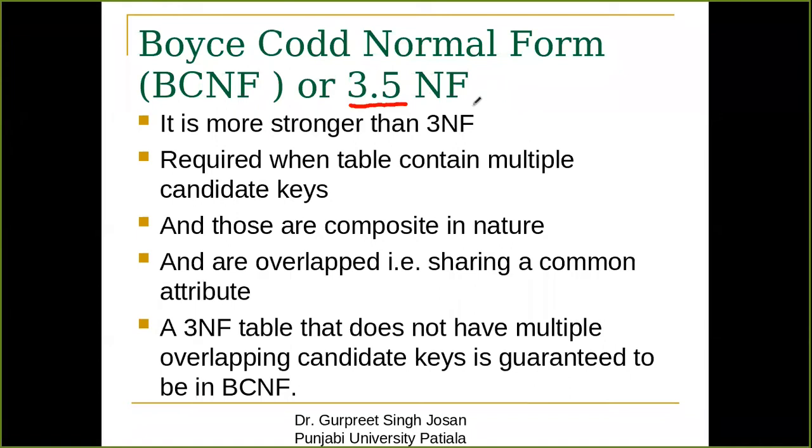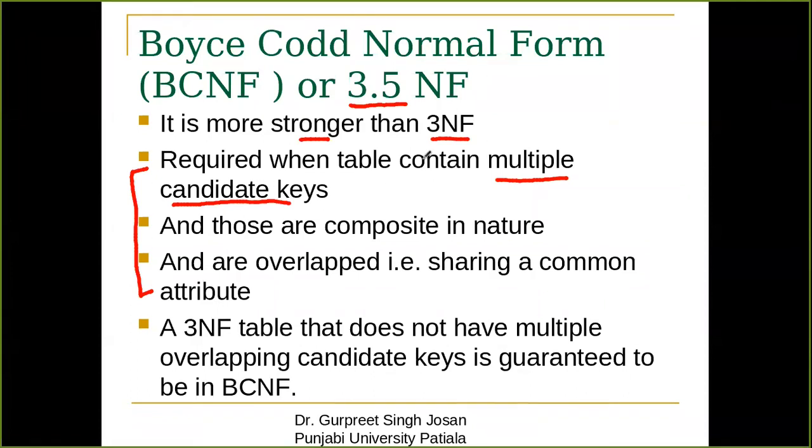In fact, it is a special case which appears only in some of the cases, and in those cases we have to perform some extra normalization. That normalization is called BCNF, Boyce Codd Normal Form, and another name is 3.5 normal form. So it is stronger than third normal form, and it is required when the table contains multiple candidate keys. So this is a condition. If these three conditions are met, only then we need to do BCNF. Only then we need to break down our table further to create the table in Boyce Codd Normal Form.